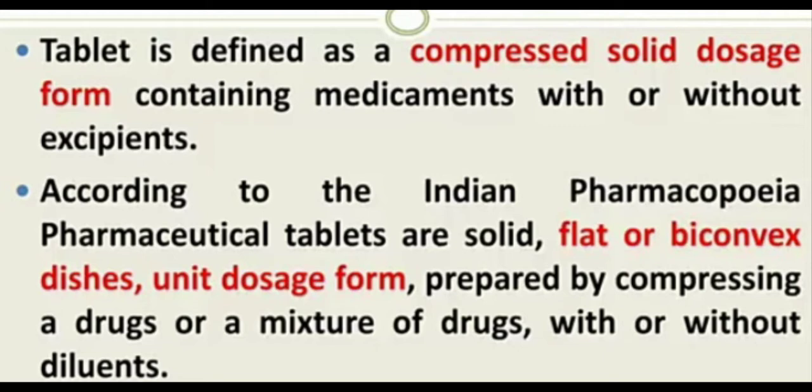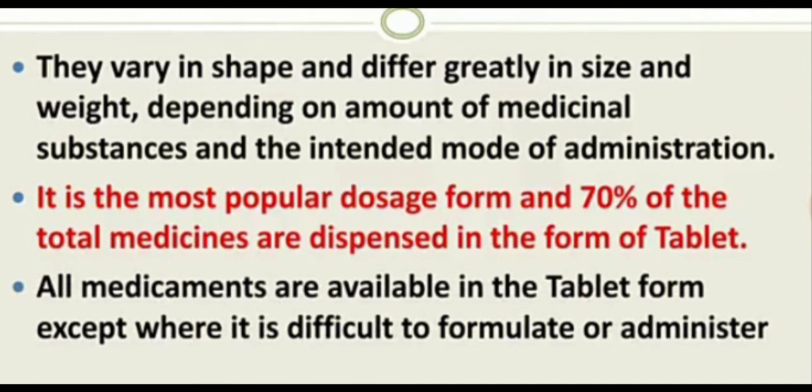According to the Indian or Pakistani pharmacopoeia, pharmaceutical tablets are solid, flat or biconvex discs, a unit dosage form prepared by compressing a drug or mixture of drugs, with or without diluent. Here the drug is like paracetamol, and a mixture of drugs is like having another drug along with paracetamol. They vary in shape, and differ greatly in size and weight depending on the amount of medicinal substances and the intended mode of administration.